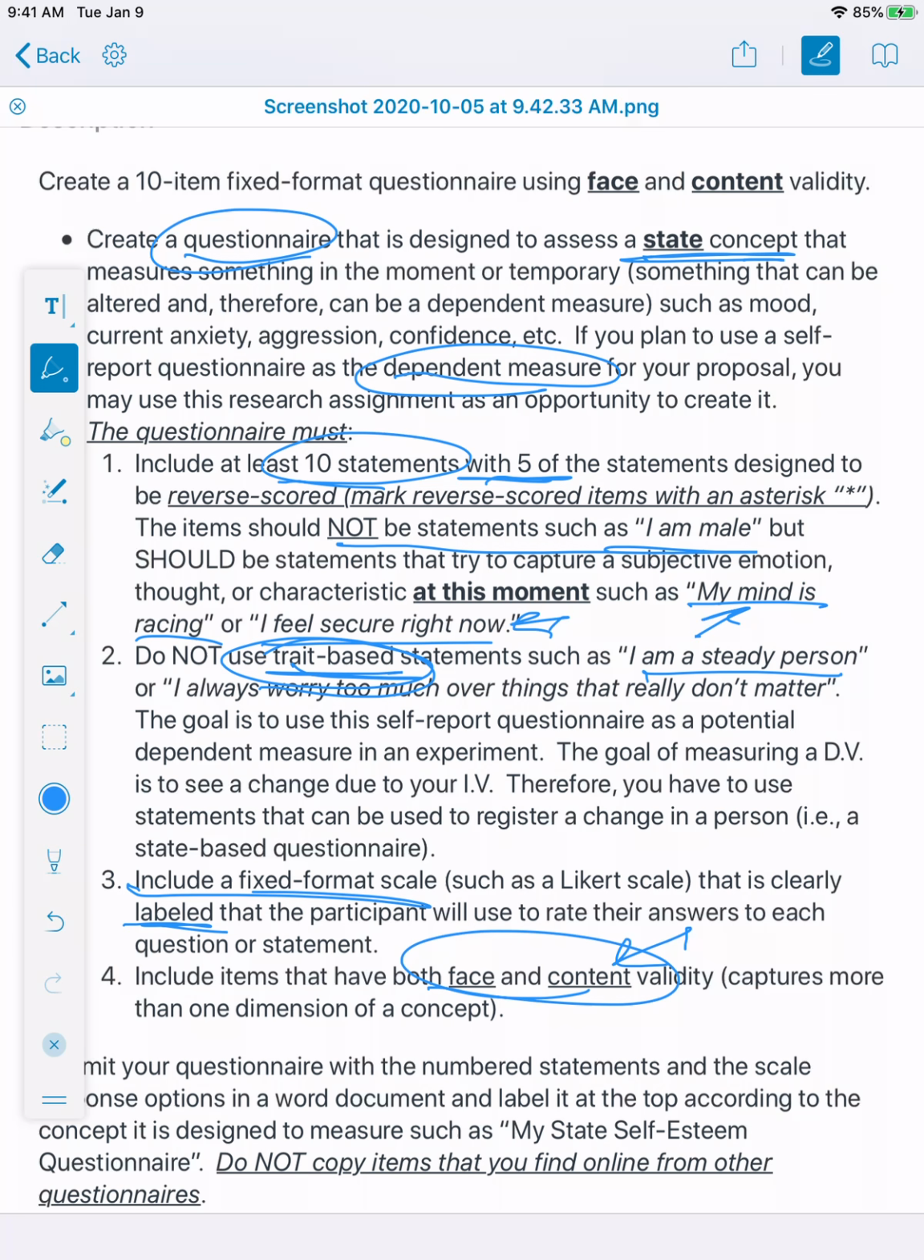Now remember, at the very top, I want you to label what the concept is that you're hoping that this questionnaire will actually measure. And just as a reminder, don't go online and find a scale that's already there. The idea here is I want you to come up with your own state-based 10-item self-report questionnaire for writing assignment 4. And if you are thinking for your own proposal for your experiment, that you will have the need to use a self-report questionnaire to measure your dependent variable, this is the perfect time to come up with that measure.